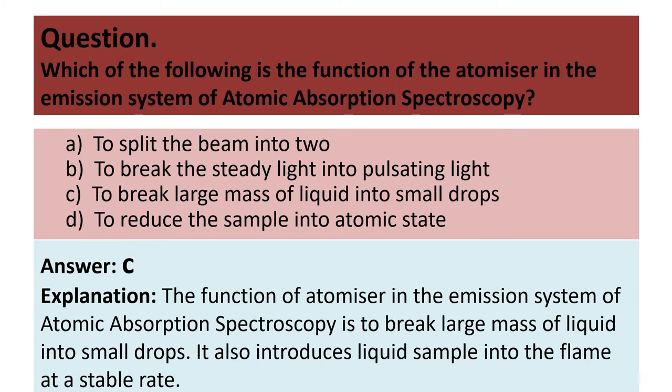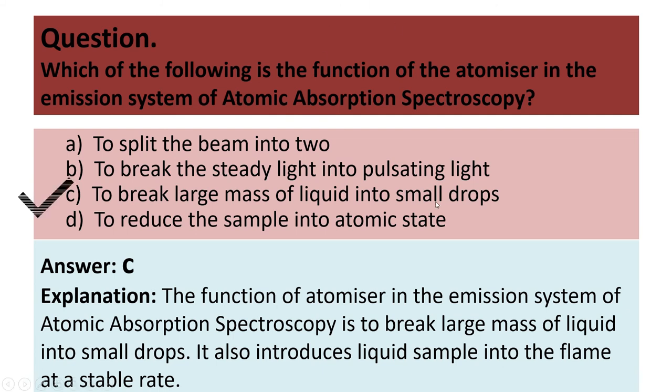Your next question is, which of the following is the function of the atomizer in the emission system of atomic absorption spectroscopy? Among these four options, option C, to break the large mass of liquid into small droplets, is done by the atomizer. The other parts, like splitting the beam into two, are done by the splitter. Breaking the light into a pulsating form is done by the chopper, while reduction of sample into atomic state is done by the thermal energy of the flame system. We saw that in the earlier question.